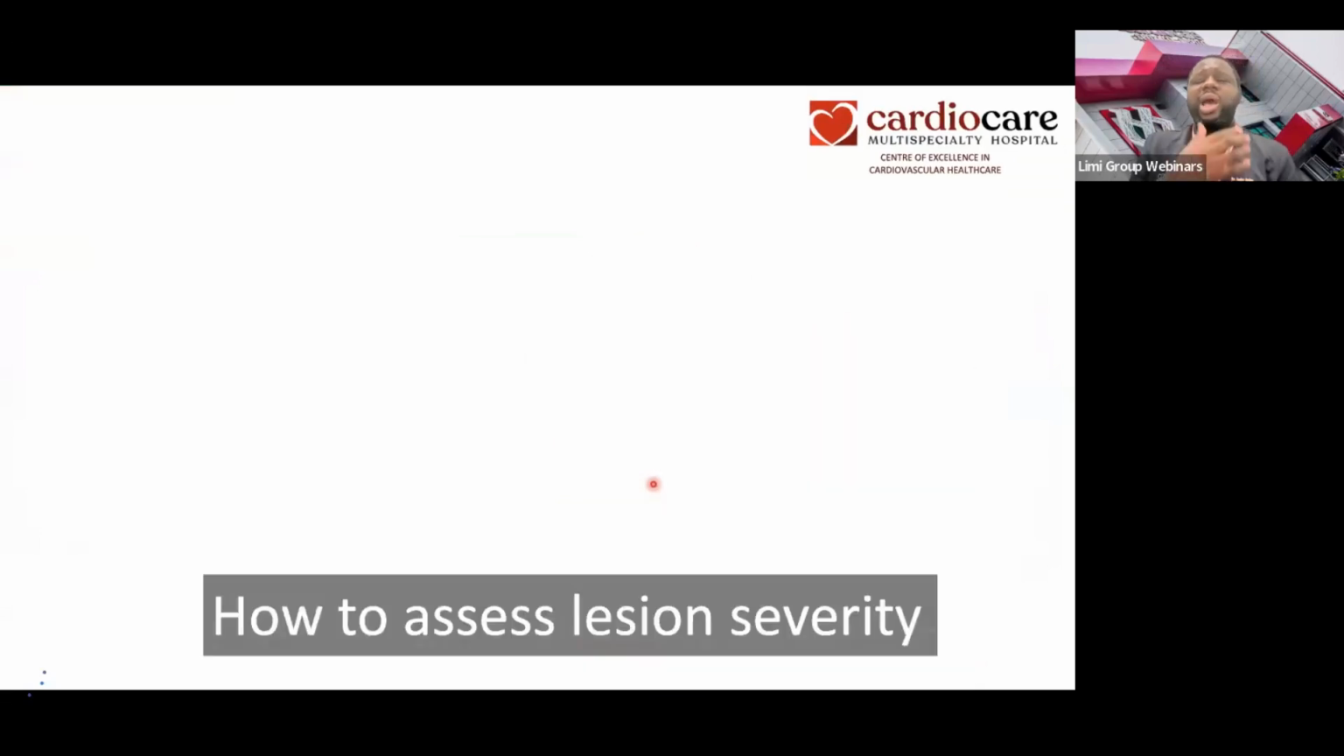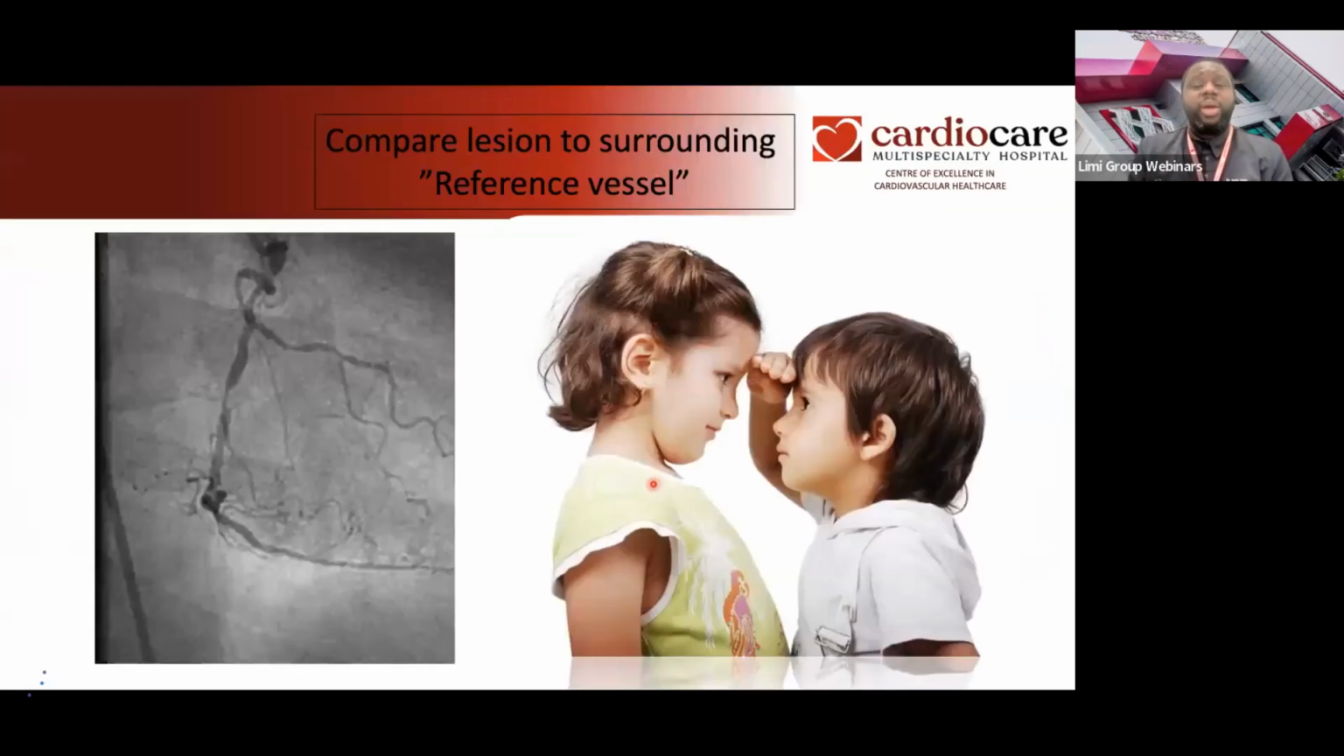So when we want to see how severe a lesion is, it's very simple. We compare. We find a reference vessel that looks relatively normal, and then we compare. So we are comparing this place that's looking narrowed or tight against this one that's looking relatively healthy. That is how we are able to compare.